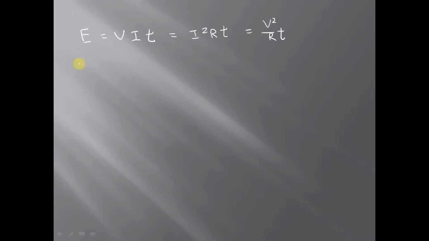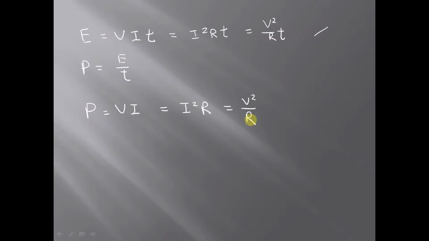Not only that, we also know power is equal to energy divided by time. So that means the power can be written as all the ones above, just without a T. Power is VI. Also, I square R. Also, V square over R. You can see ada banyak bentuk kita boleh tuliskan untuk dia.